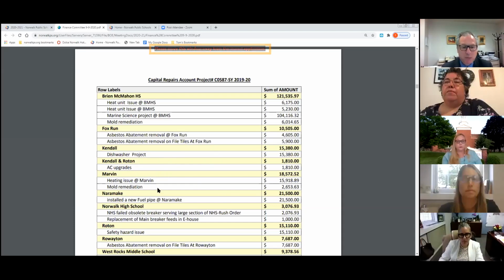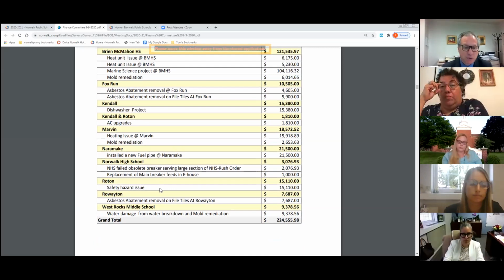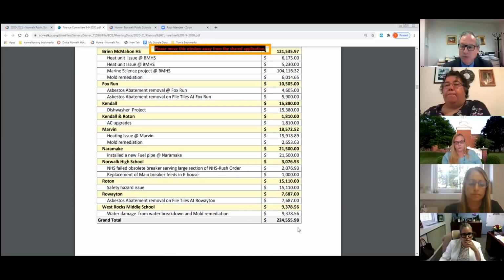There was some money spent at Marvin related again to HVAC as well as mold. Fuel pipe at Narragansett, which was a code issue, I believe. Some money at Norwalk High School. At Roten, there was money related to the replacement of the rubberized treads in the stairwells, which were a trip hazard. Some asbestos abatement at Rowayton, and water damage and mold at West Rocks. So we spent a total of $224,000 from that capital account.